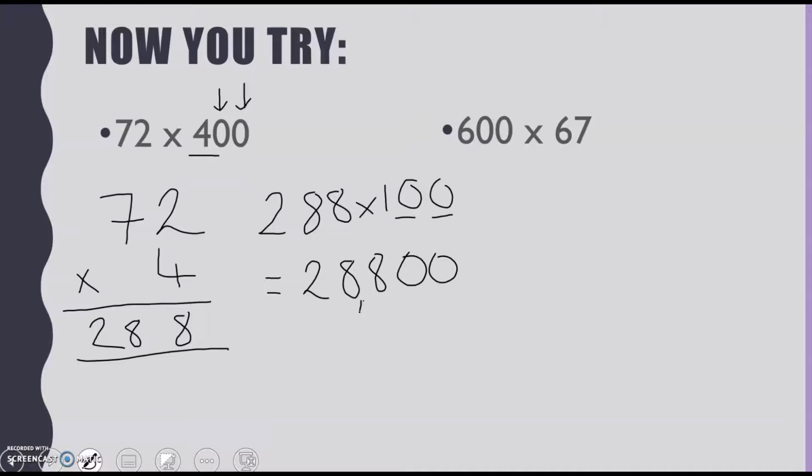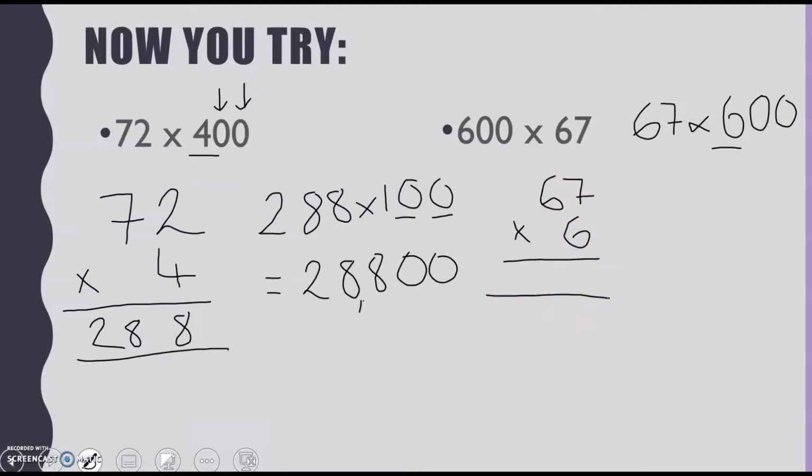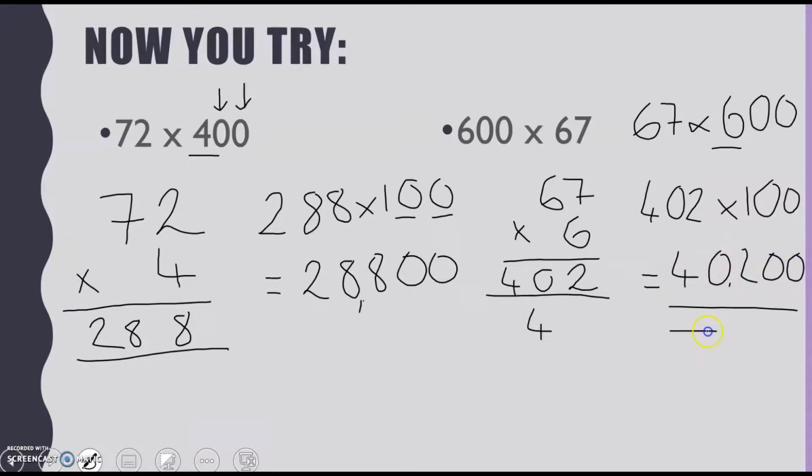600 times by 67, well that's the same as being asked to do 67 times by 600. So I'm going to take that 67 and multiply by the 6 at the start. So 67 times by 6. 6 7s are 42. 6 6s are 36, plus our 4 is 40. So I get 402. And then 402 times by 100 is going to be 40,200 for our final answer.